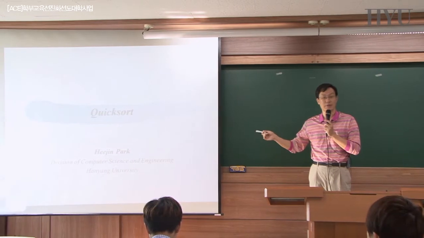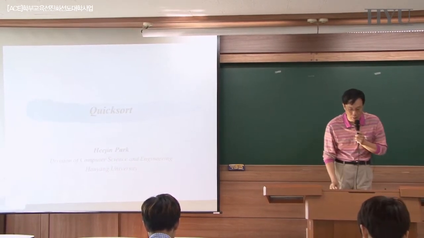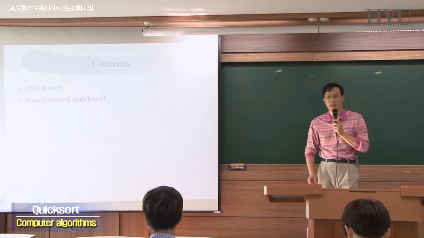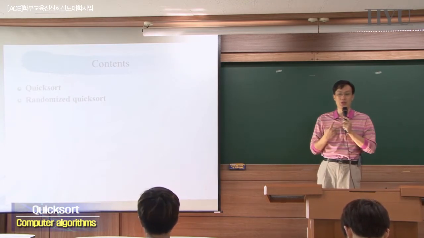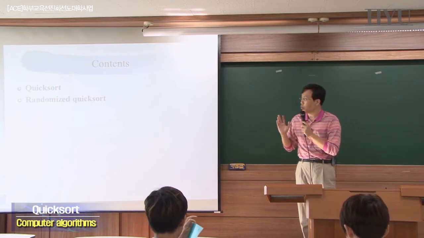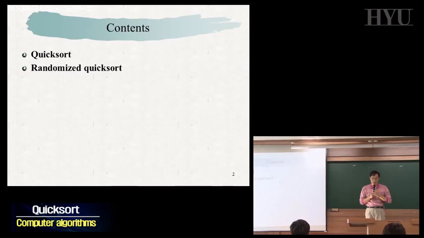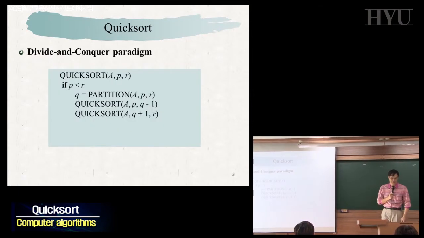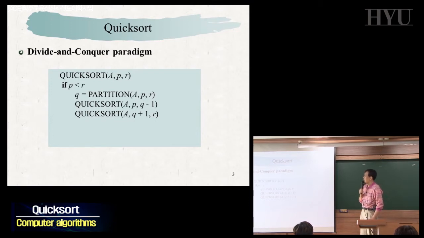Okay, then today we will study quicksort. I'll explain two quicksort algorithms: normal quicksort and randomized quicksort. Normal quicksort is a divide and conquer approach.